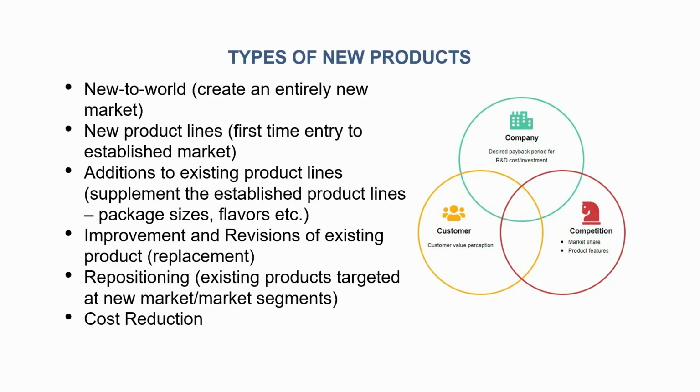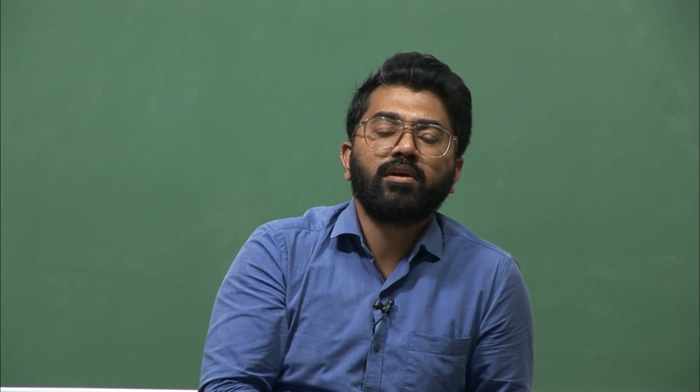The third type is additions to existing product lines, which is basically supplementing the established product lines with package sizes, flavors, and so many other things. One very common example is the different sorts of medicines which we come across. So Eno is a very common medicine which we all know is for gas. If you have a really high amount of gas in your body and you're getting acidity, you would usually come with an ENO. So the standard ENO used to be in a normal kind of generic flavor, right?